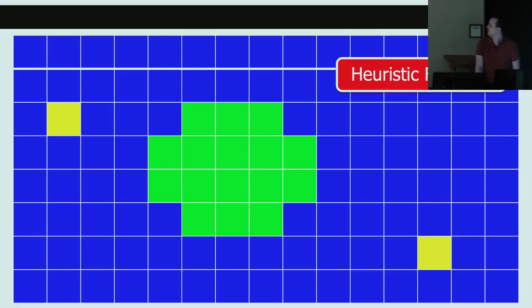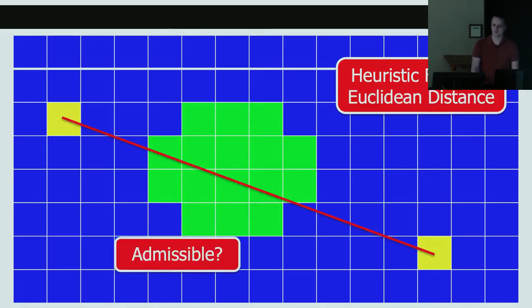So let's talk about some heuristic functions. Again, don't shout it out. Put your hand up if you think this is an admissible heuristic. So ask yourself, can this ever overestimate the true cost of the path?